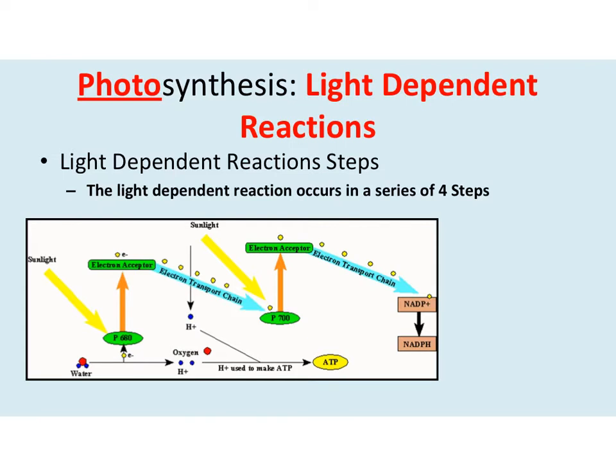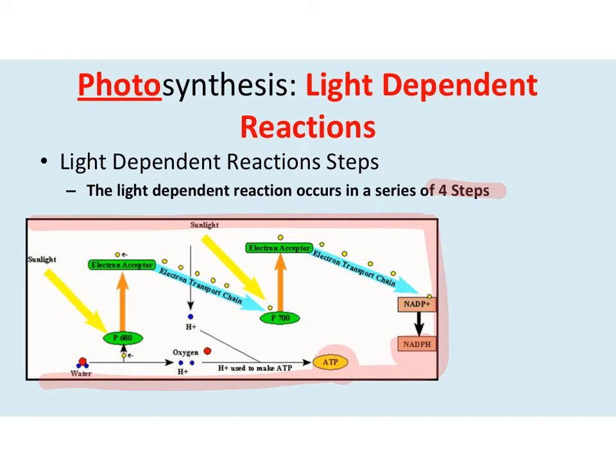So this whole process, which I'm going to describe in detail, occurs in 4 steps. Okay? And this is the whole light-dependent reaction. When we're all done, we're going to have ATP and NADPH. That's the result at the end of this process; we need to have some energy. Then we're going to go on to the next step.